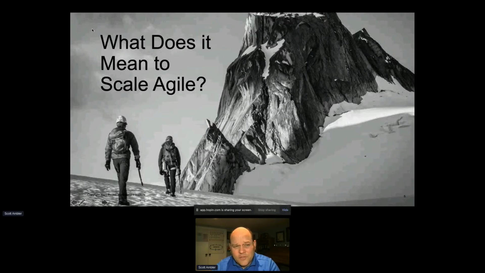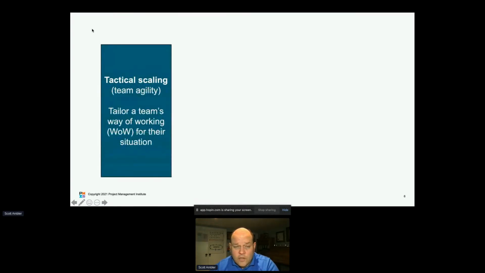So what does it mean to scale Agile? When we talk about it at PMI, what does that mean? So we see scaling Agile as 2 different but related topics. First of all, there's tactical scaling. How do we scale Agile at the team level? And this is what most of the scaling frameworks address, and that's great. So how do you take on and address the various complexity factors that a team or a team of teams faces? And we'll talk about that in a minute.